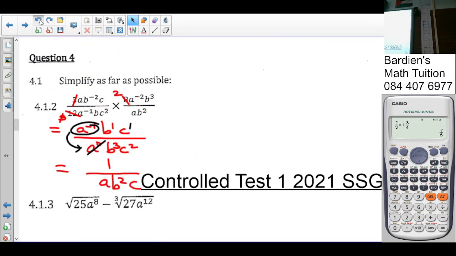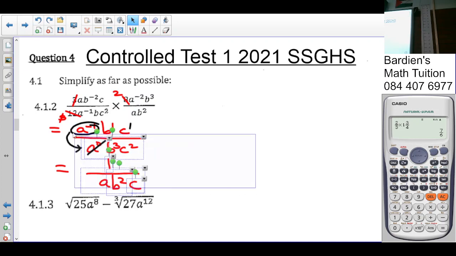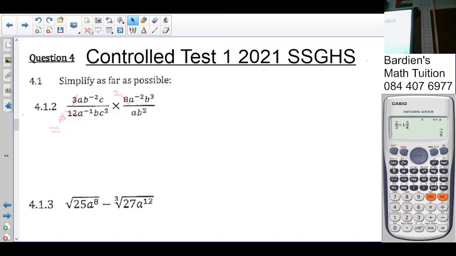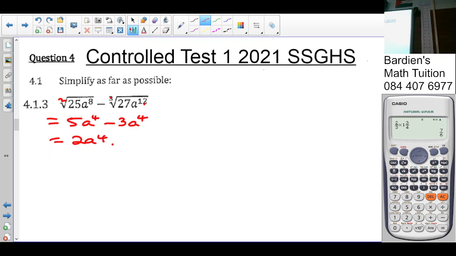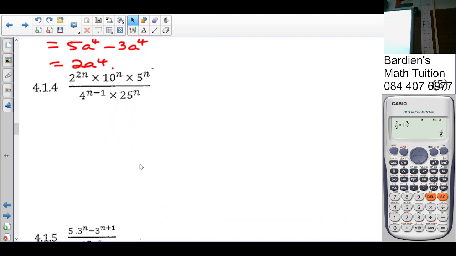I must just clear this. So what's the square root of 25? Square root of 8? A? 4. So 8 divided by 2. Minus cube root of 27? 3. A. 12 over 3 is? 4. You all agree with that? Alright. Are there like terms? 5 minus 3 is? 2. So 2a4. Okay? Any problems there? No?